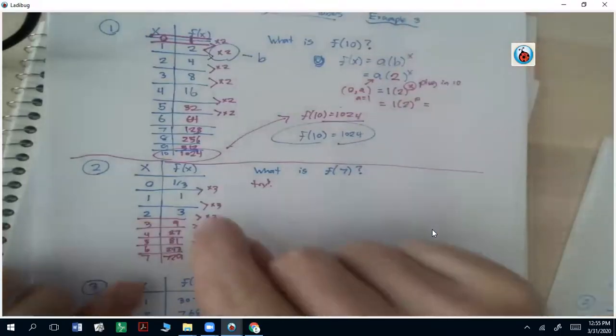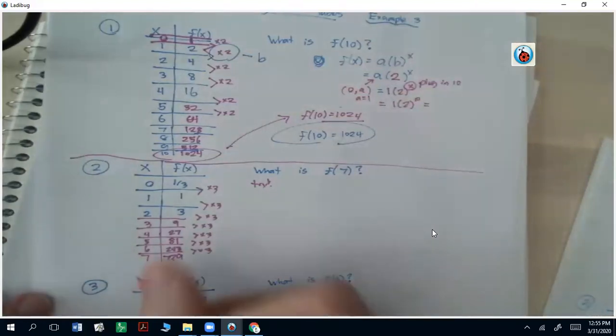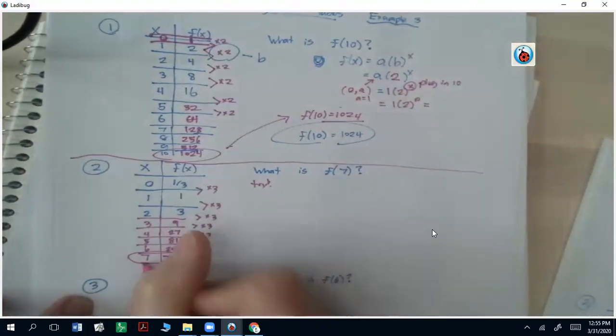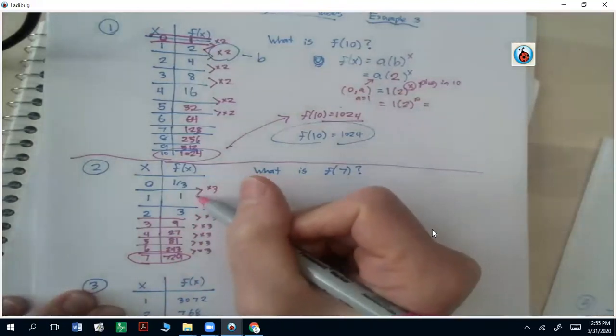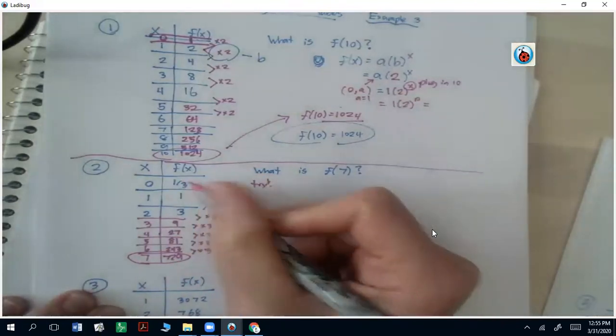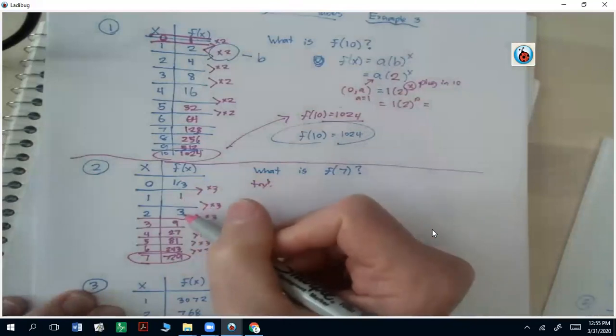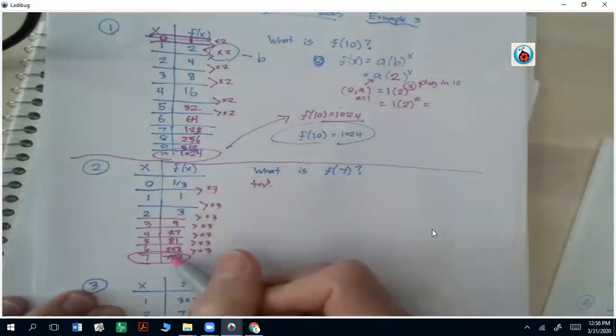Okay, I have the answer here, 729. And hopefully you got that. Figured out the pattern here is being multiplied by 3 each time. So 1/3 times 3 is 1. 1 times 3 is 3. And you can continue the table down here.